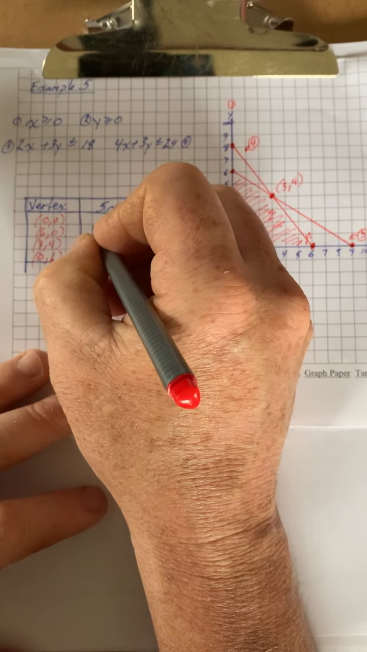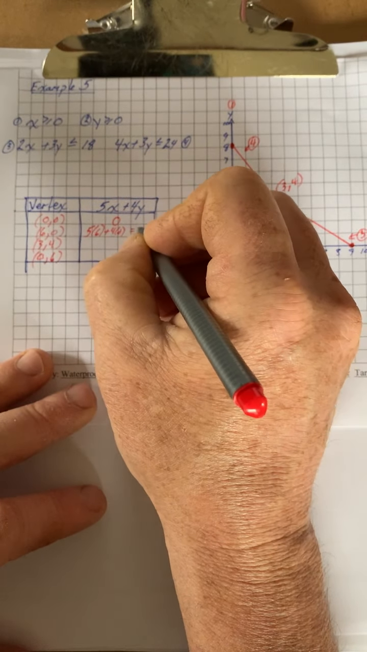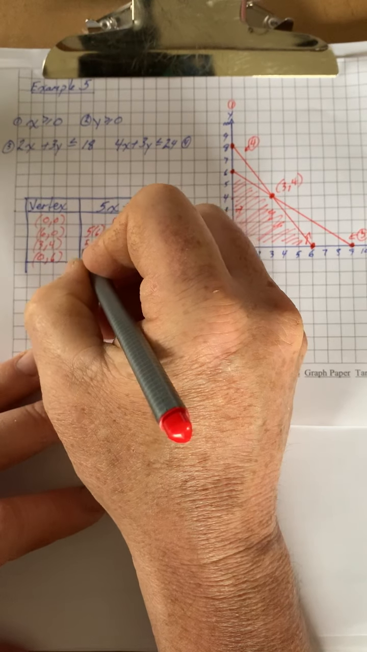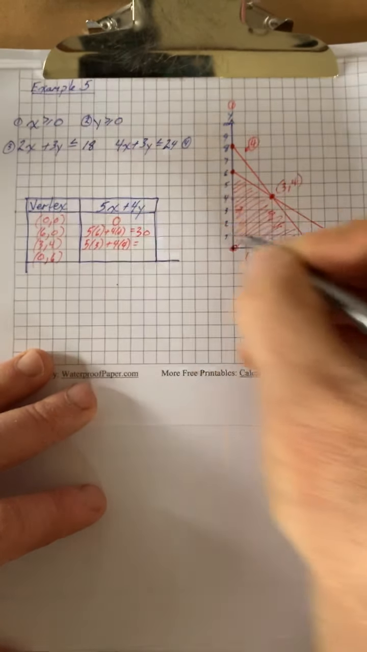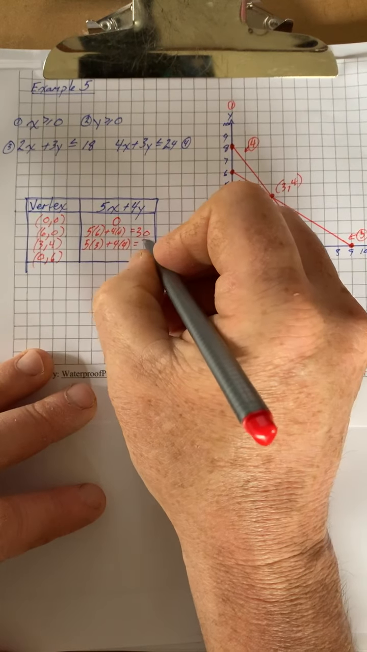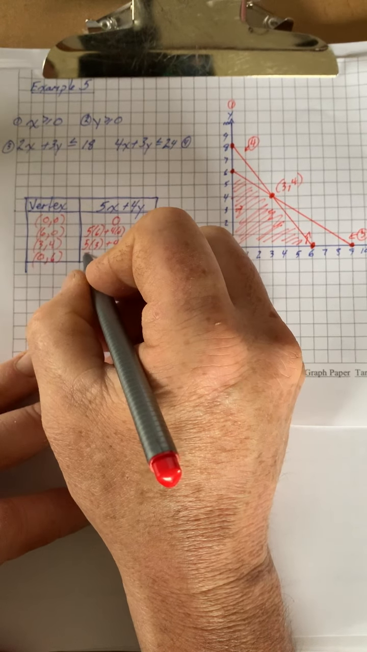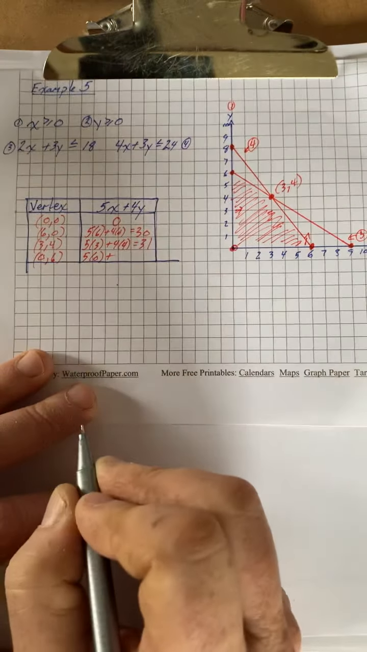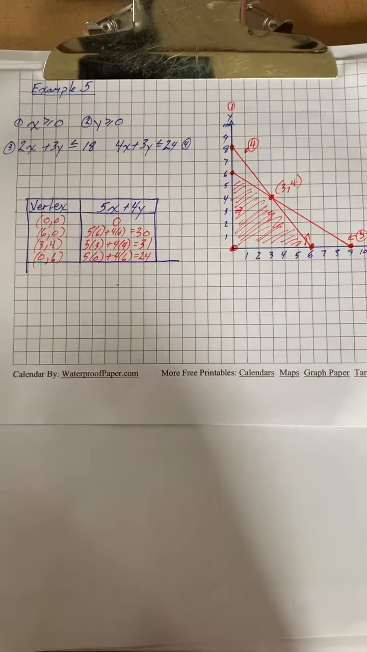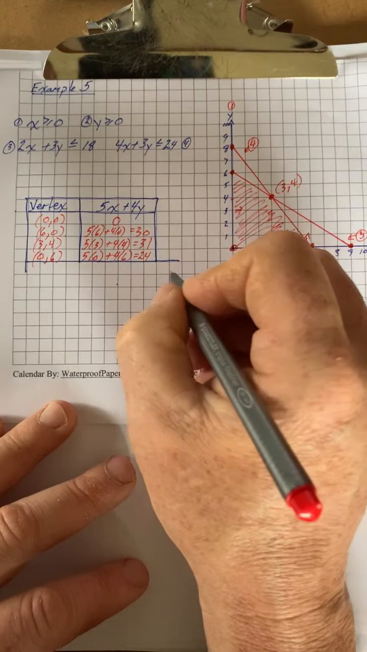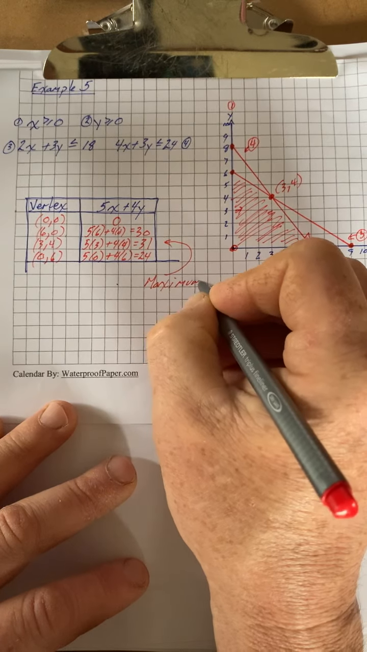Then we have 5 times 6 plus 4 times 0 equals 30. 5 times 3 plus 4 times 4 equals 15 plus 16, 31. And then 5 times 0 plus 4 times 6 equals 24. So our maximum is 31.